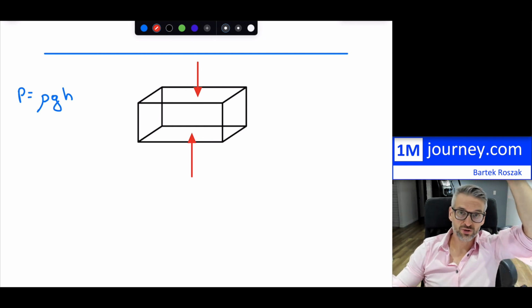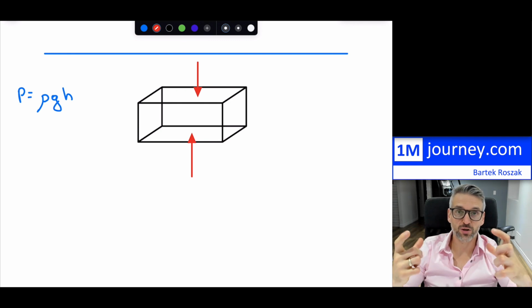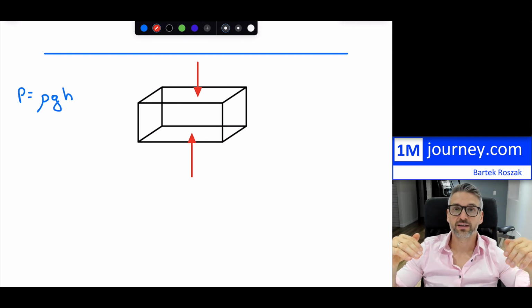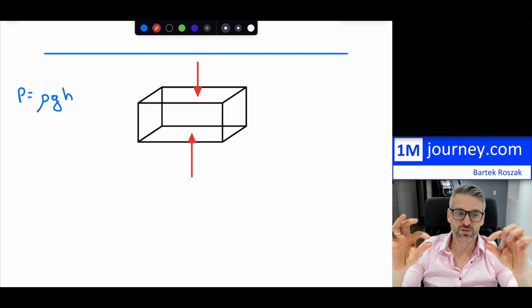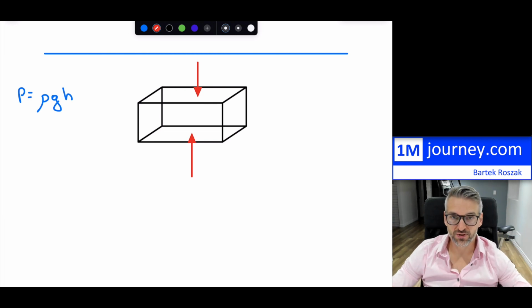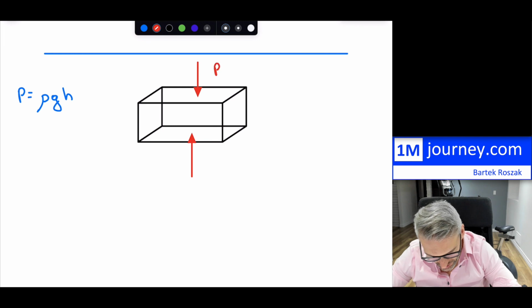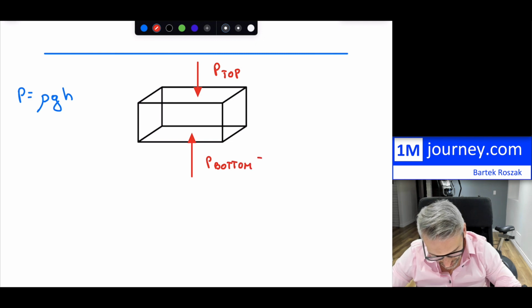But the ones from the top and the bottom are not at the same depth, because this object has a volume, right? So it's not just a flat surface. Even if it was a flat surface, there would still be some little thickness there. Because there are different depths, we have different pressures acting. So I'm going to call this the pressure up on top, and then you have a pressure at the bottom. I'll refer to this as pressure B, and I'll refer to this as pressure T.